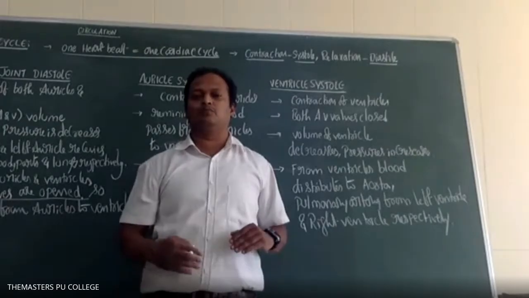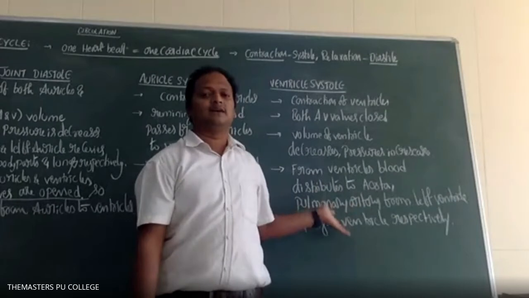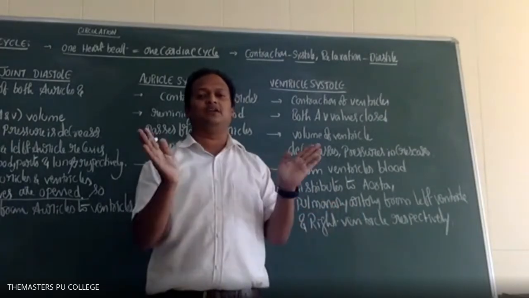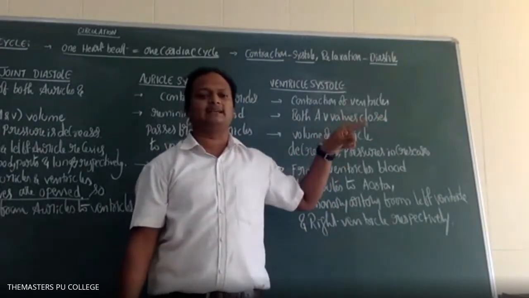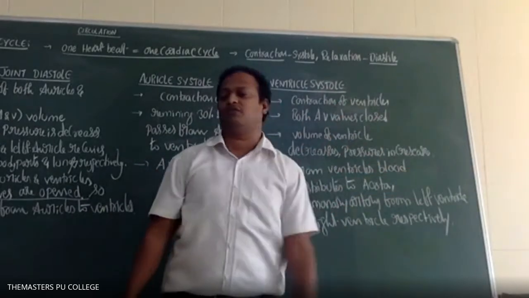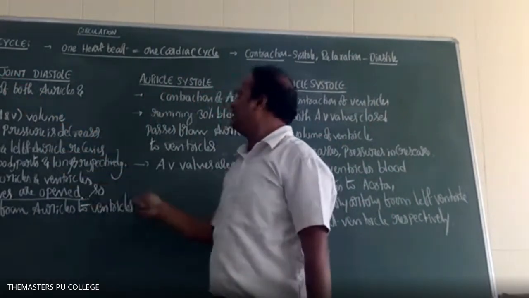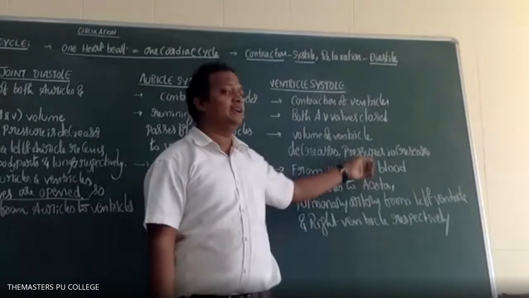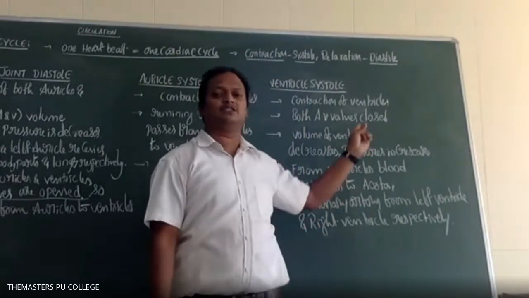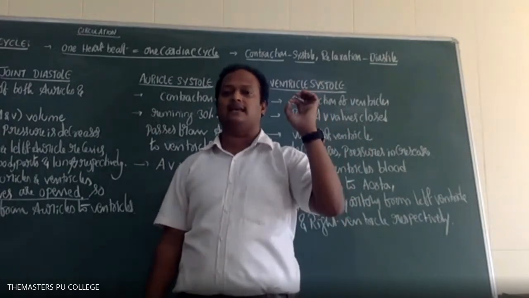So in the contraction of the ventricles, from the ventricles blood is distributed to all the body parts and lungs. And after ventricular systole, what will initiate again, students? Joint diastole, again auricle systole, and again ventricular systole. So the process continues. That is why it is called the cardiac cycle.